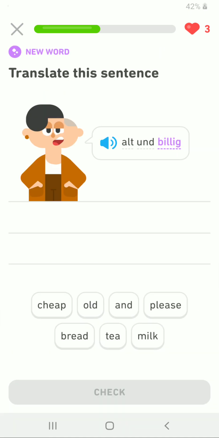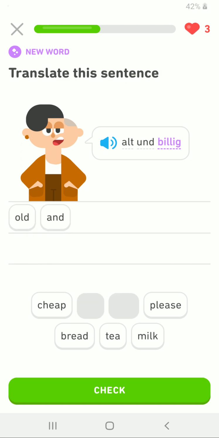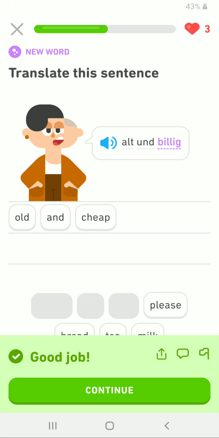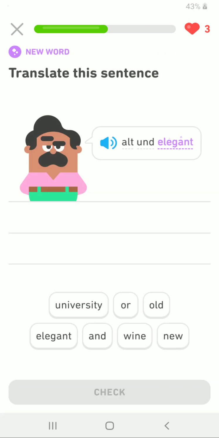Alt und billig. What do you think is billig? So old and... I think it's cheap. So billig, it's cheap. Alt und elegant. We know how to say expensive or pricey, it's teuer. And now we also know how to say cheap. It's billig.